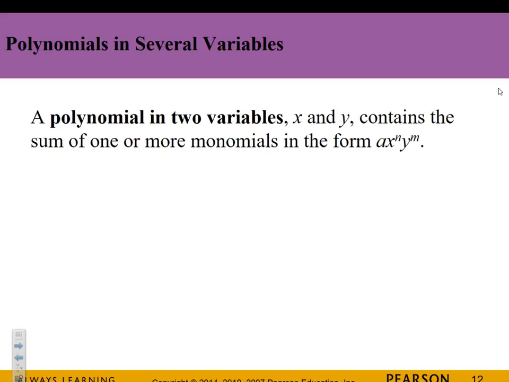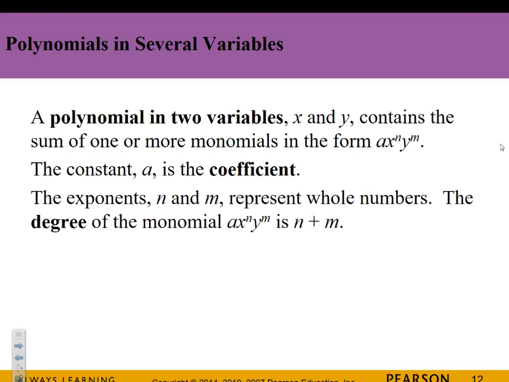All right, so polynomials with several variables. A polynomial with 2 variables, x and y, contains a sum of 1 or more polynomials in the form. And there you go. I think I showed you a few of them before. That's just a polynomial that has a couple different variables. The coefficient is a in this case. And then we have degree.